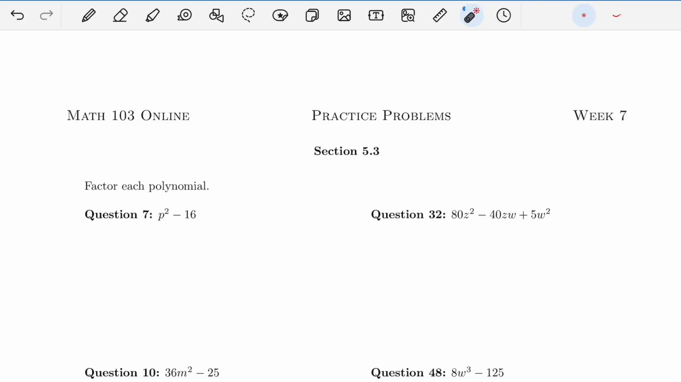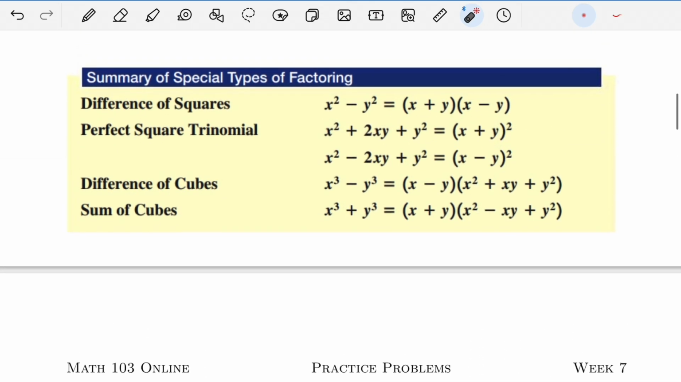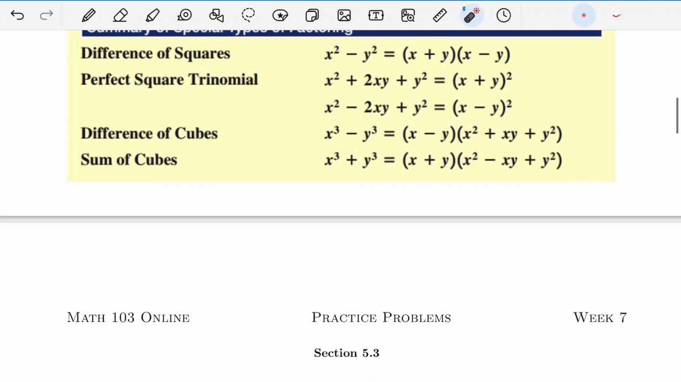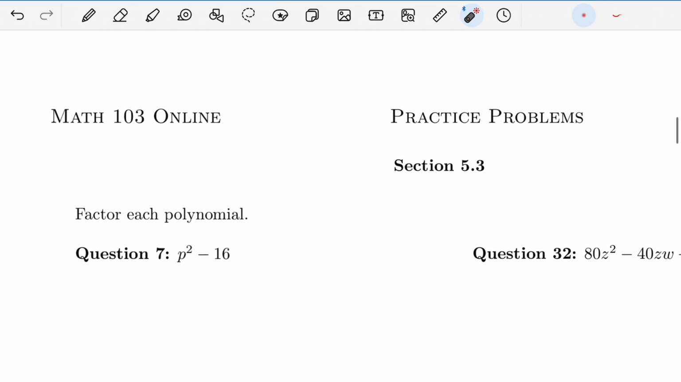In this video, we'll go over some practice problems on the material covered in week 7 of this course. So we're going to start with section 5.3 here, and in this section, what we're doing is factoring special types of polynomials. And so here's a summary. This is a screenshot directly from the book in section 5.3, but this is a summary of the different or special types of factoring. So when we're factoring polynomials like this, for example, let's look at question 7 here.